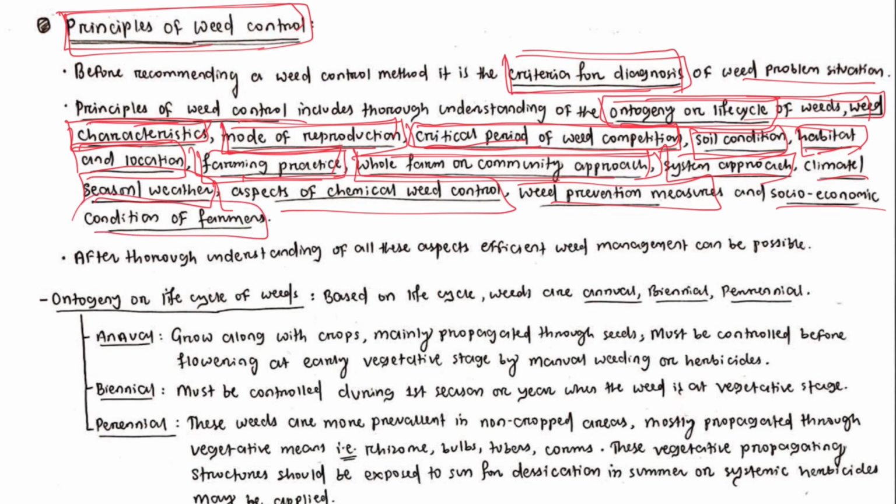If the farmer is poor, then you must suggest some economical aspect of weed control. If the farmer is rich, then you can suggest manual weeding and different modern techniques and modern tools they can use. So these are certain principles of weed control we need to follow while suggesting different weed control methods.